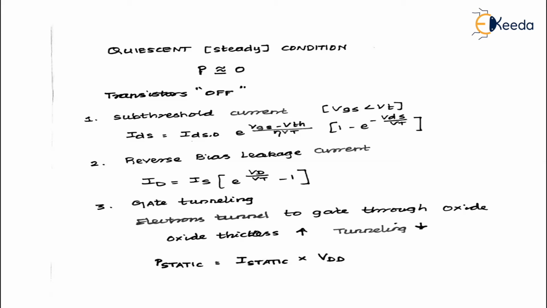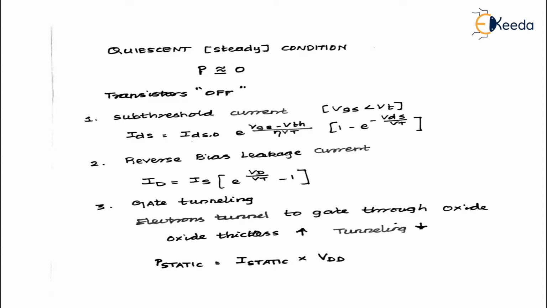Okay, and one more contribution is because of the gate tunneling. So the electrons do tunnel to the gate through the oxide. There will be an oxide. Through the oxide, the electrons are going to tunnel. So if I start to increase the thickness of my oxide, the tunneling will be reduced. It's obvious, right? There are electrons that have to tunnel through the oxide thickness. So if I increase my oxide thickness, the tunneling effect will be reduced.